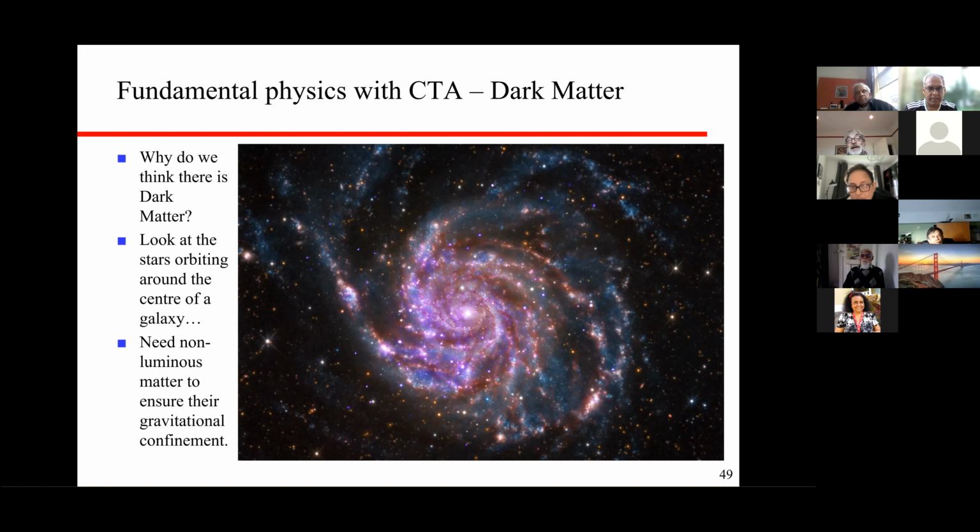The latter, that kind of criterion, is particularly important when you start to look at Cherenkov light.